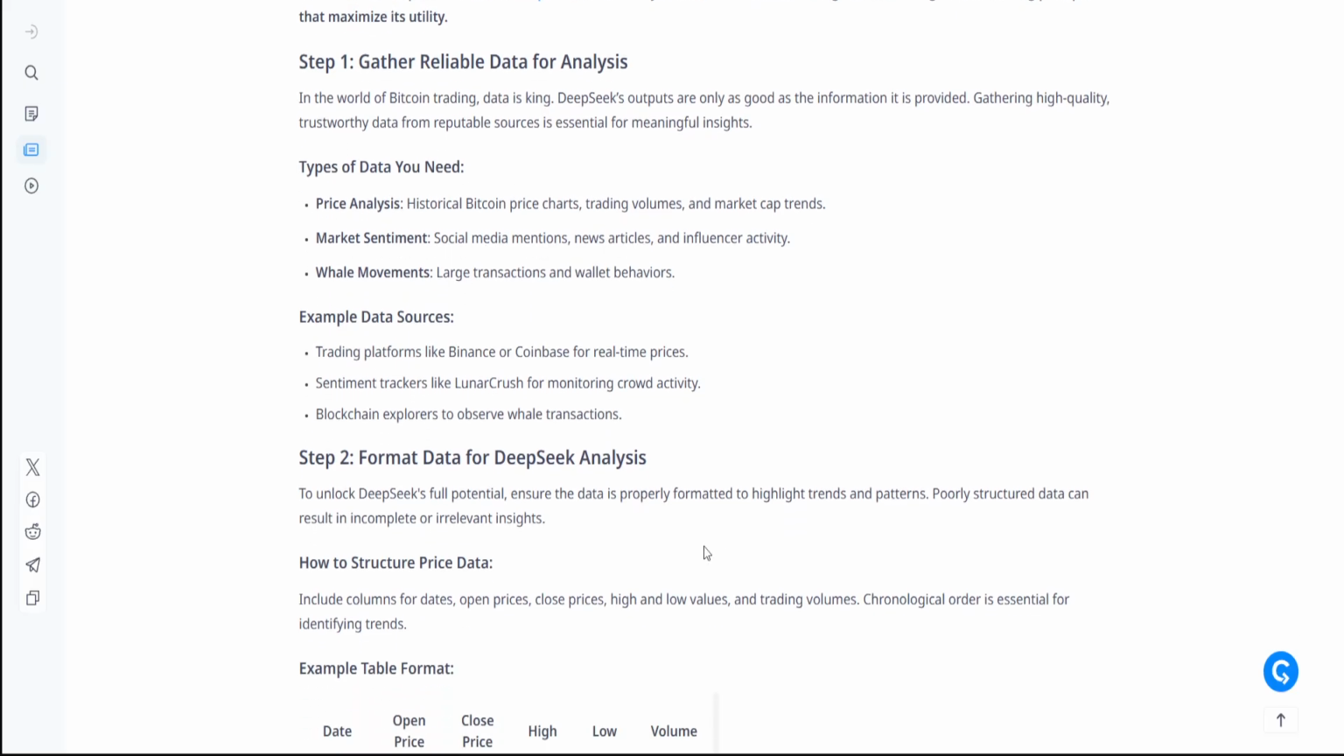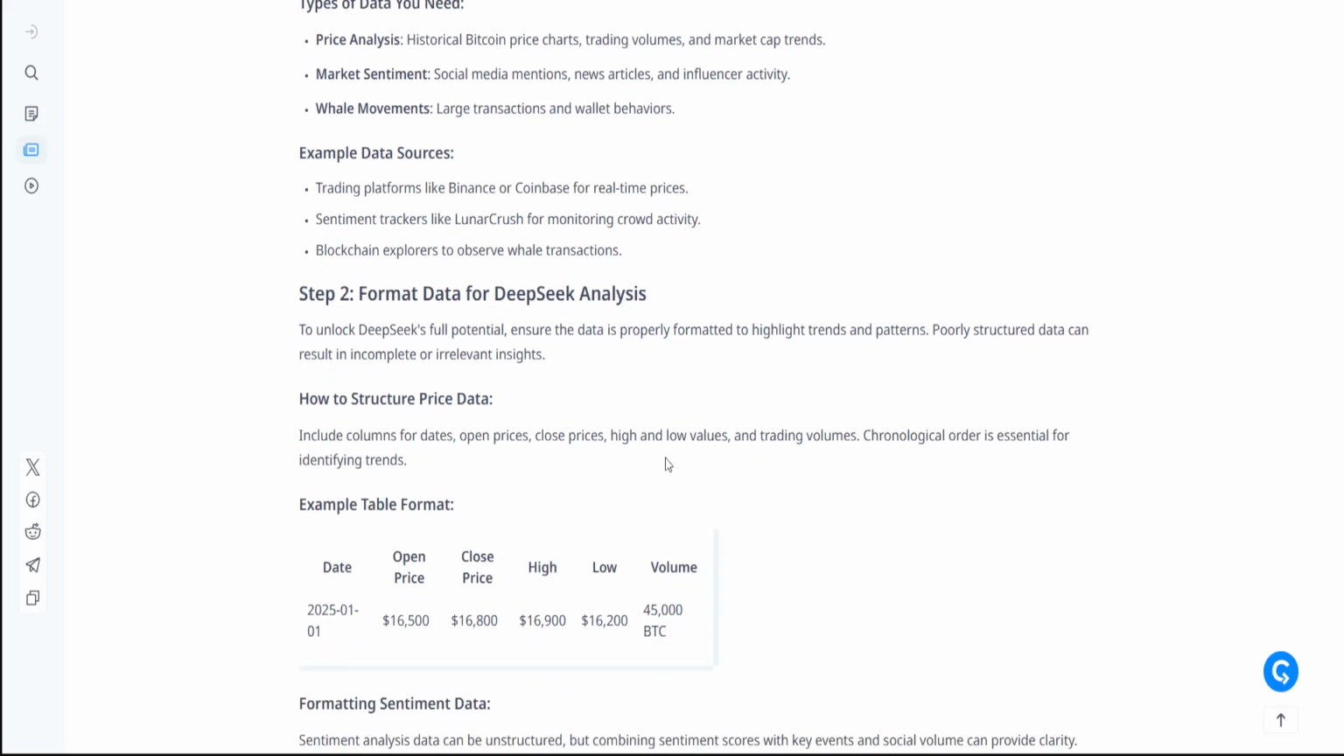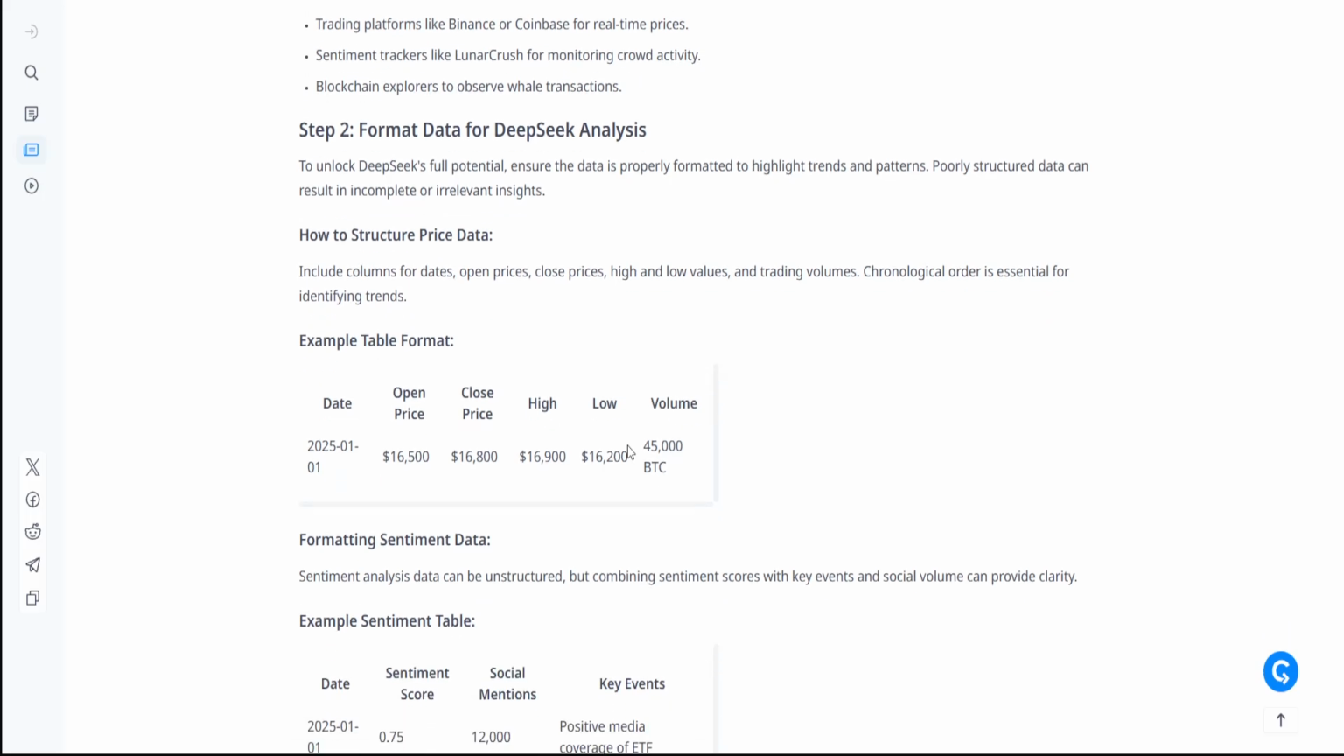Then step two is to format the data for DeepSeek analysis. So this unlocks DeepSeek's full potential. So this is how you can structure the price data. You need to have an example table format, including columns for dates, prices or close prices, and high and low values, and then trading volumes, in chronological order as well.